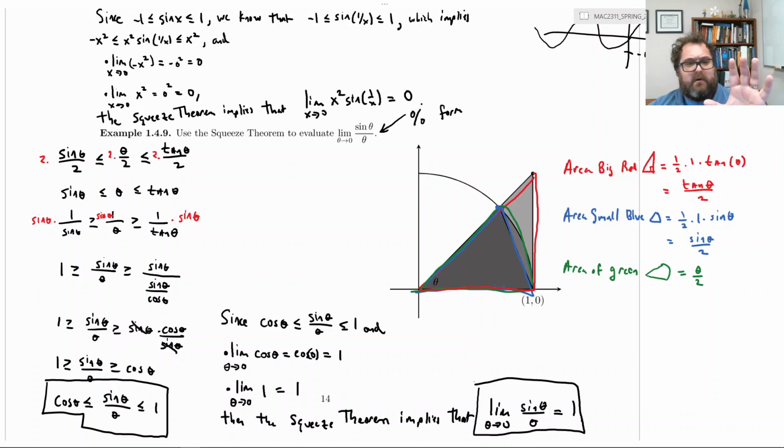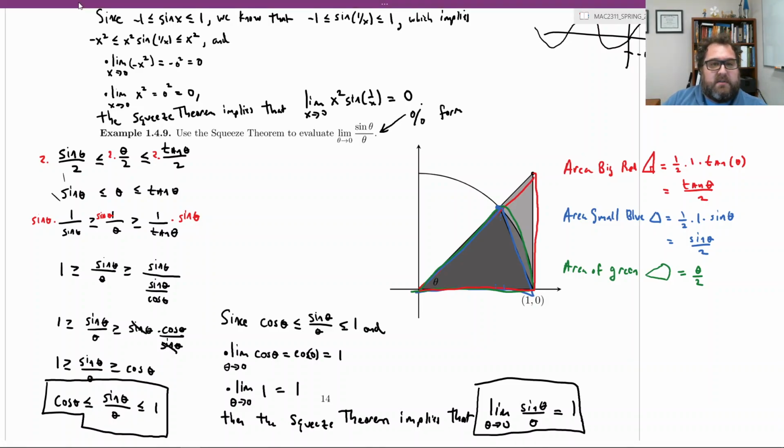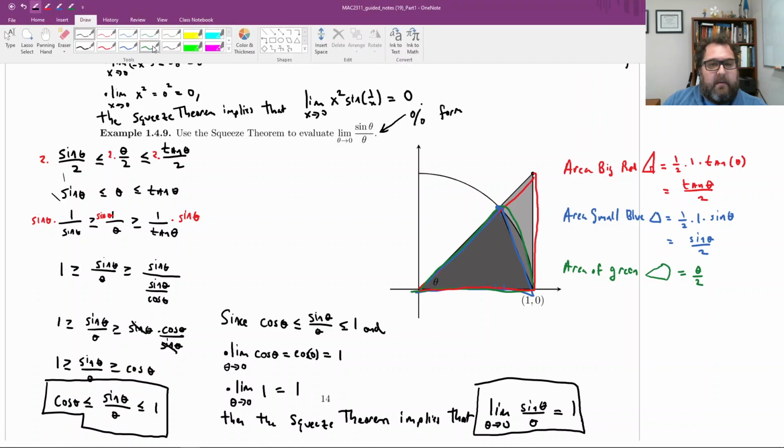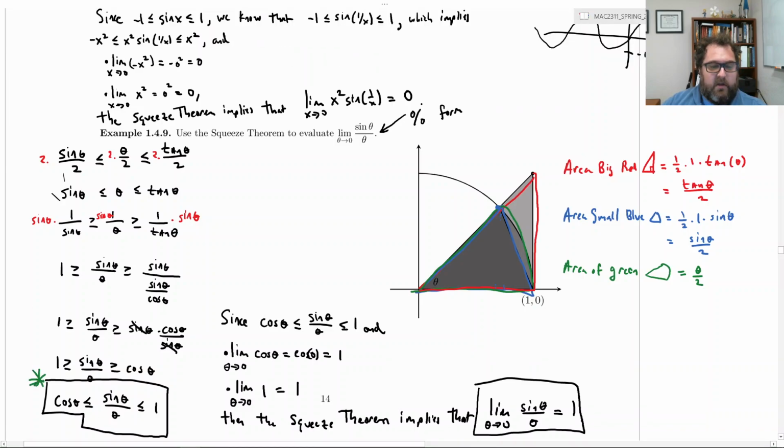By the way, I don't necessarily expect you to reproduce this. I expect you to be able to follow along. I would never ask you to reproduce all this on a test, for instance. But I would expect you to understand, okay, this is how we're using the squeeze theorem, and understand that what we've done is we've met the requirements of the squeeze theorem by getting this inequality and then showing these two things are true, which satisfy the conditions of the squeeze theorem, which gave us our result over here. So I expect you to be able to use that result and follow along.